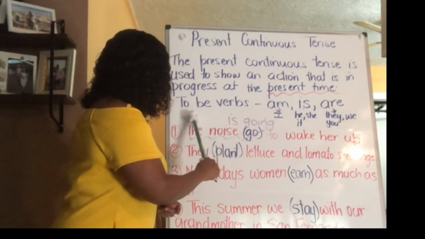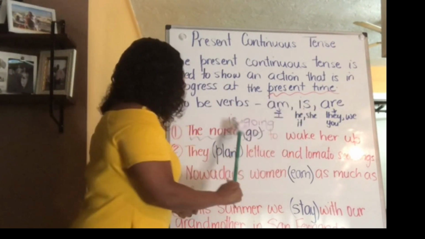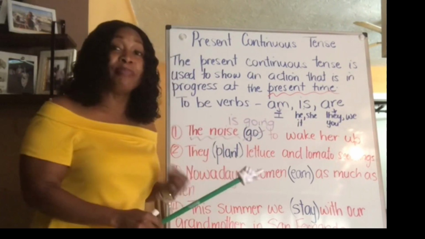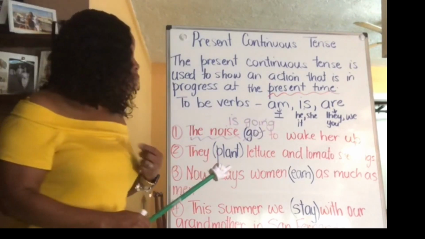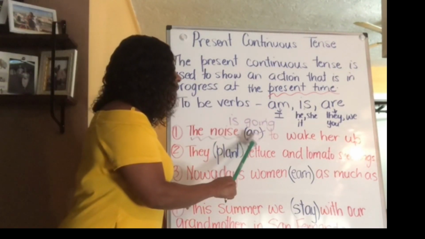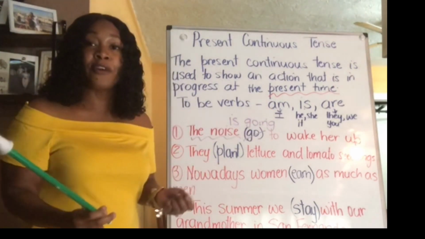So that's how we form the present continuous tense. We have the verb to be, which is am, is, or are, based on how many persons, how many things, how many places the sentence is referring to. And then we simply add ing to the main verb.